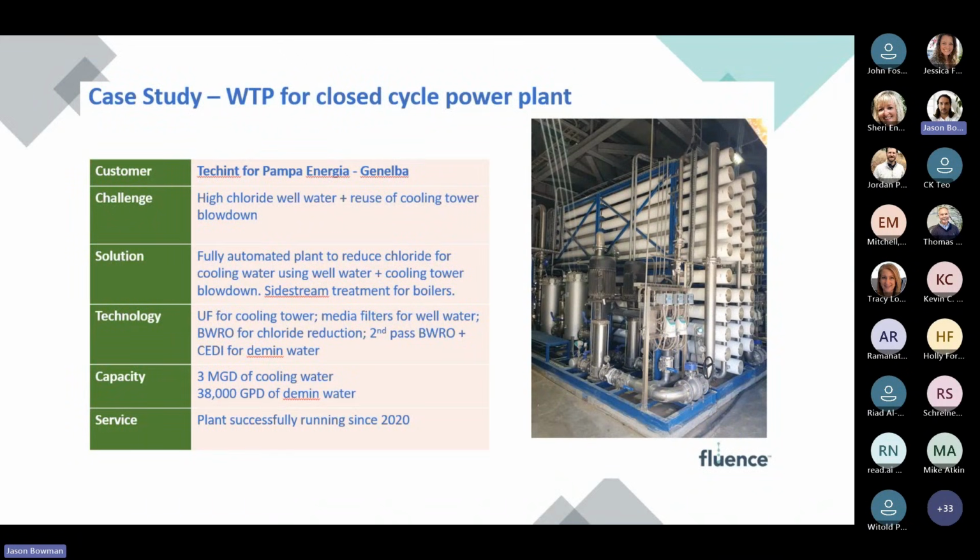This plant was commissioned in 2020. It's still in operation today. And one interesting and unique thing to point out about this particular design was that due to some spatial limitations, the RO systems were designed to be stacked on top of each other. And this just gives you an idea of some of the customization that Fluence can engineer into our designs to meet whatever site-specific requirements any customer might have.